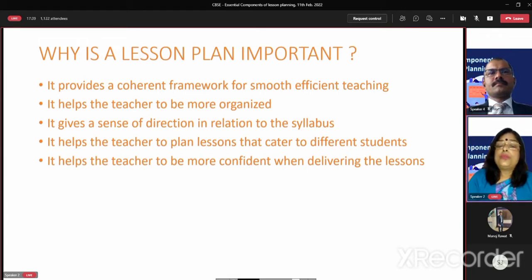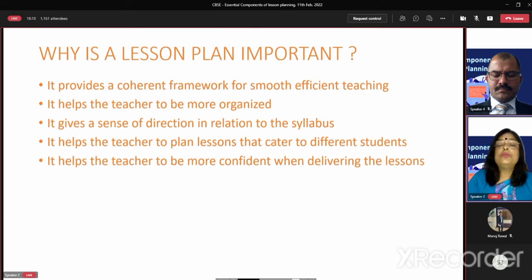It helps the teacher to plan lessons that cater to different students. You have a class consisting of 40 or 50 students, or sometimes more than that, and the class is of different students. If you have heard the term multiple intelligence, these are students with multiple intelligence. Now how to deal with them? How can you cater to their different needs? How are you going to meet your objectives to make your teaching effective?